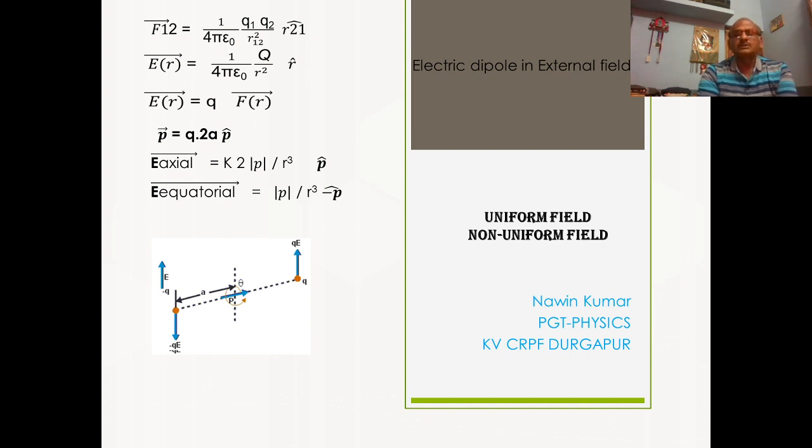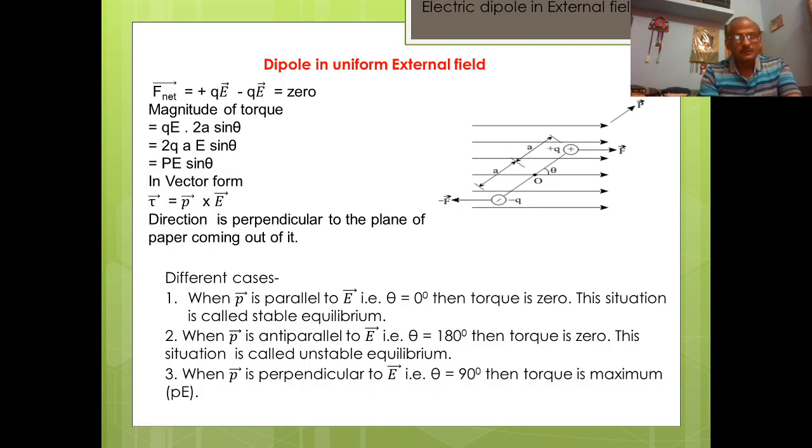And as we know, electric field may be uniform or non-uniform. So let us say the direction of the electric field is from left to right, and a small dipole is placed in the external field at angle theta. So see here, the electric field is left to right and a dipole is placed in this field at an angle theta.